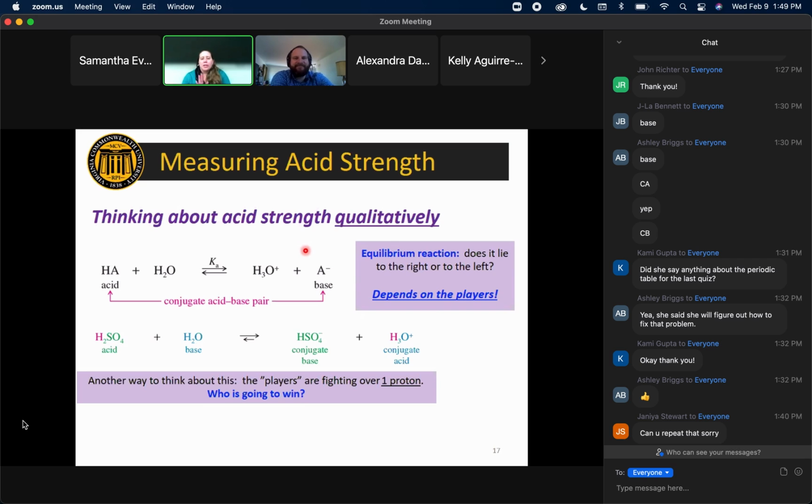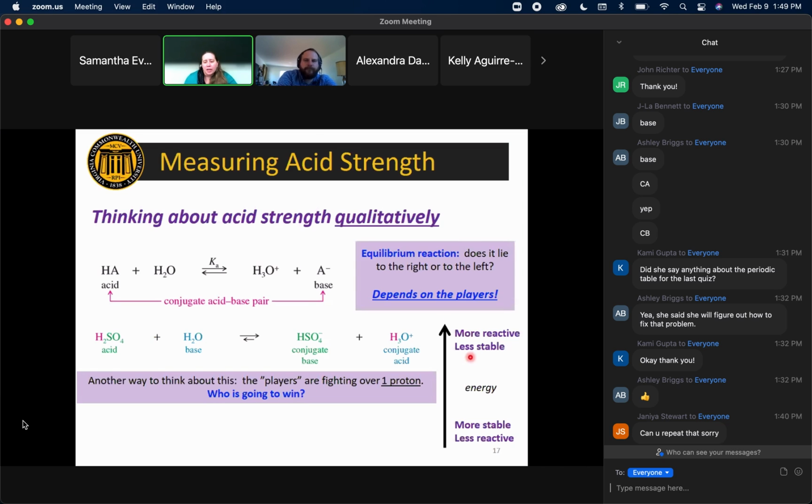So we want to be able to look at molecules and just by looking at their structure, have a sense of where they fit in the acid-base scale of things. So the way we do this is to think about an equilibrium reaction and look at the players here and recognize that, one way of thinking about this anyways, all of these players are fighting over one proton. And how do we figure out who's going to win?